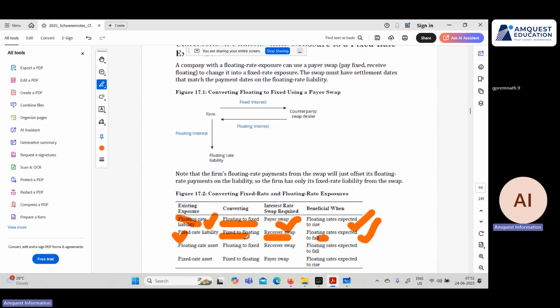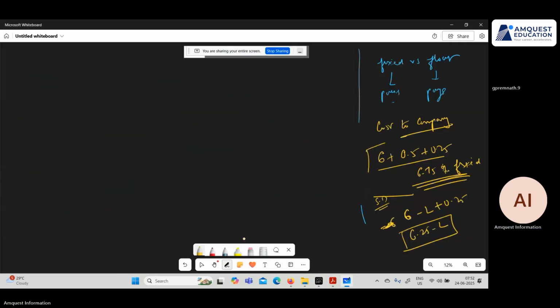Make sense? Let me just write this down. When I'm converting my float to fixed, I'm effectively paying fixed. I am a payer swap. When I'm converting my float to fixed, I'm effectively paying fixed. I'm a payer swap.